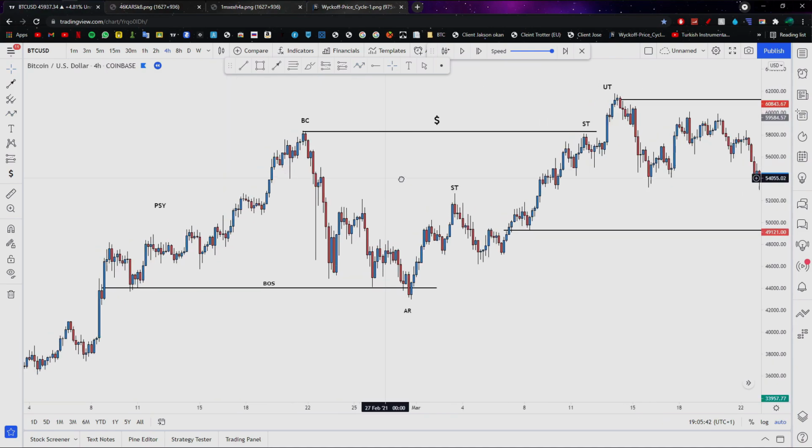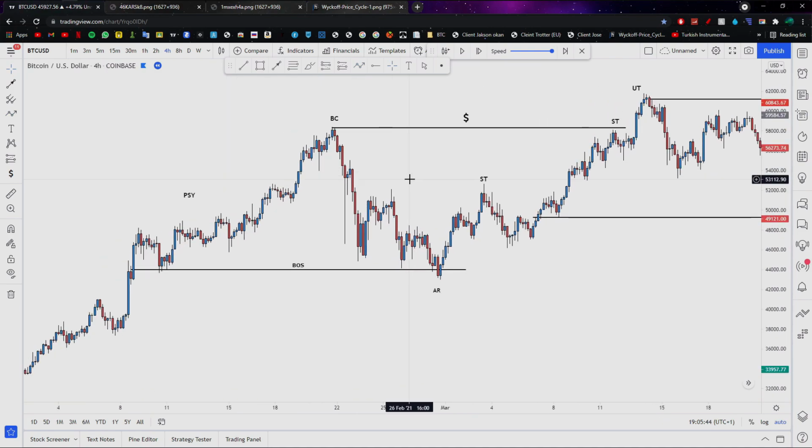So yeah, if we just move on with the schematic now, then we move on to our automatic rally. Our automatic rally is the market retracing after being overbought by the aggressive bullish push of the buyer's climax. So we can see here that price breaks down below an area of market structure, and this is what we call our automatic rally.